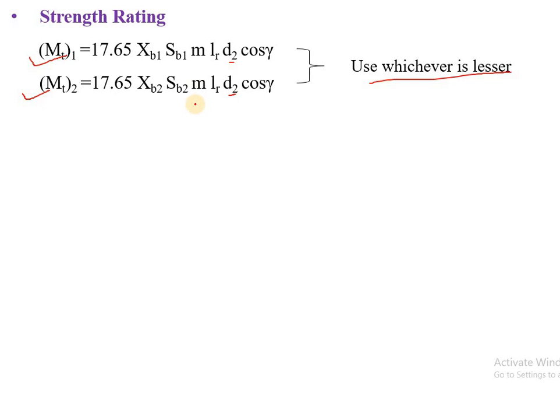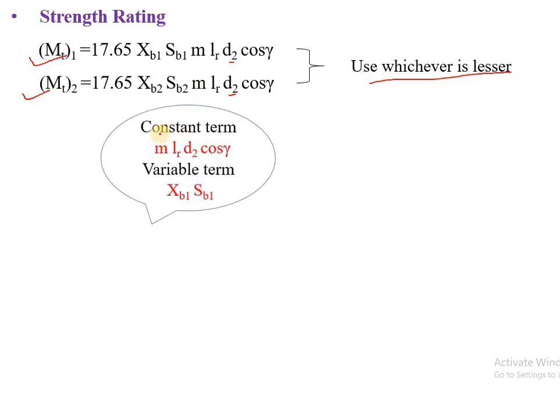So before going to that, I would like to explain one concept. Observe in this equation that there are some constant terms and there are some variable terms. Now what are the constant terms? For worm and worm wheel, the constant terms will be M, LR, D2 and cos gamma. Again in both the equations you can see the same. The variable terms in the equation are the XB and SB product for worm and the XB SB product for worm wheel. So this is your variable term.